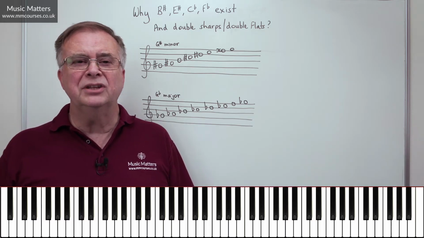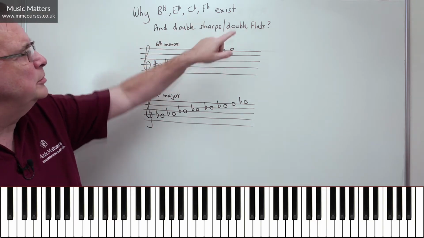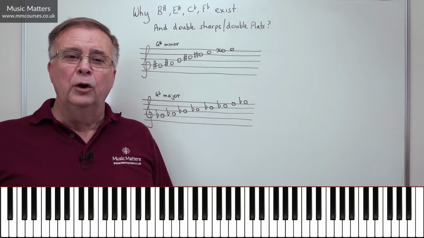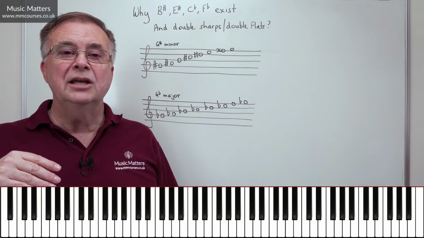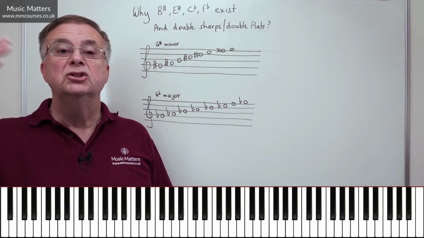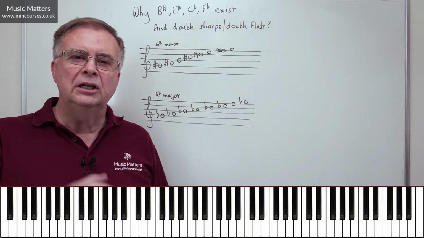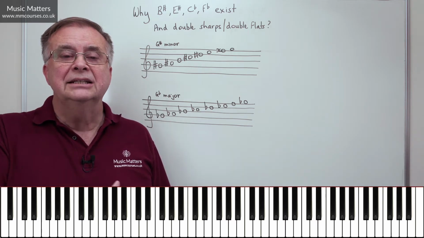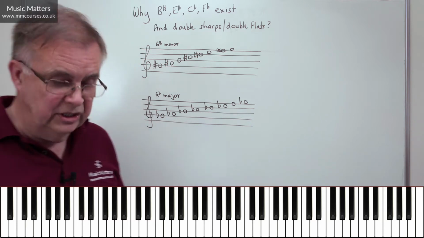Now, just to thicken the plot a little bit, we also have these things called double sharps and double flats. Oh my goodness, what does that mean? Well, if a sharp raises a note a semitone, then a double sharp is going to raise a note two semitones or one tone. If a flat lowers a note by a semitone, a double flat is going to lower it by two semitones or one tone.